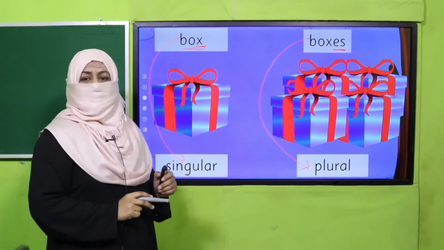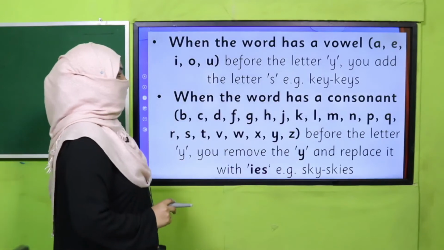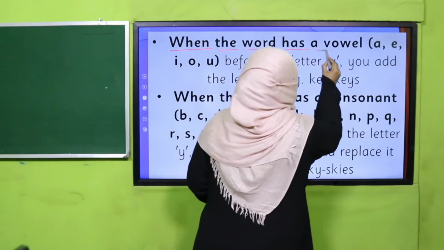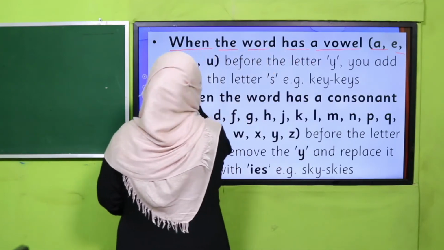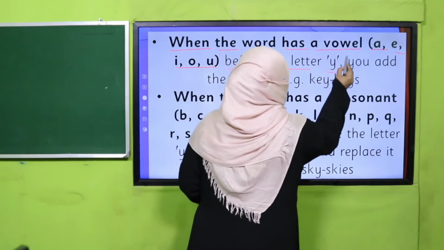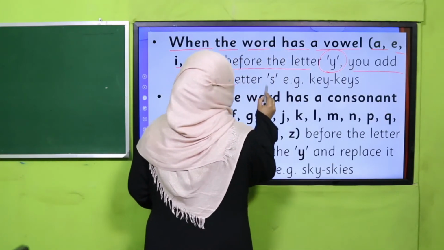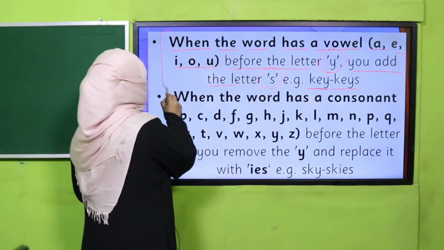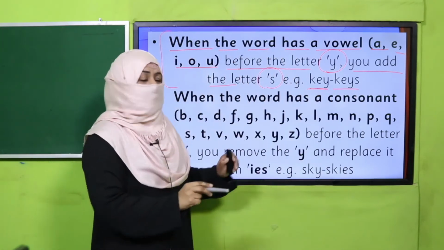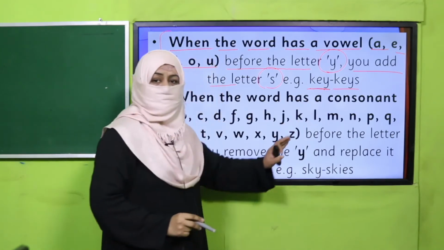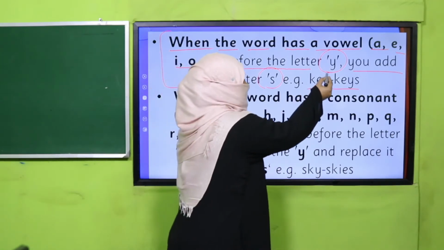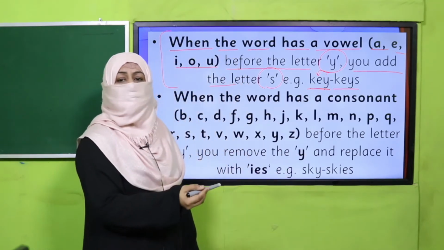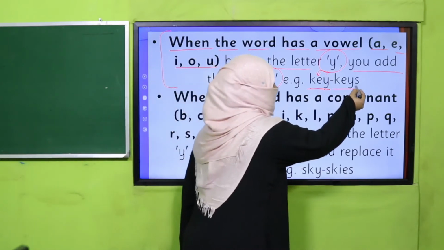Right? So the third rule which we are going to learn today is when the word has a vowel, A, E, I, O, U, we know that, before letter Y, you add the letter S to make its plural. For example, key, keys. So the third rule is the noun is ending on Y, but before Y there is a vowel. So for such type of noun, to convert them into plural, we just add S.